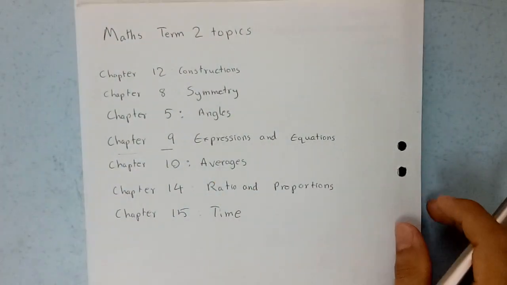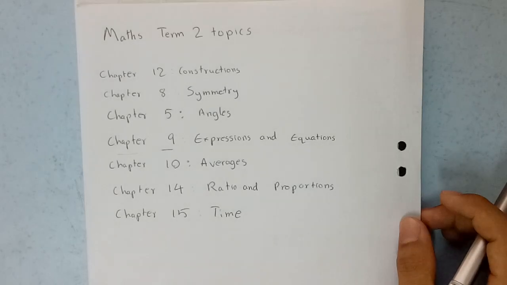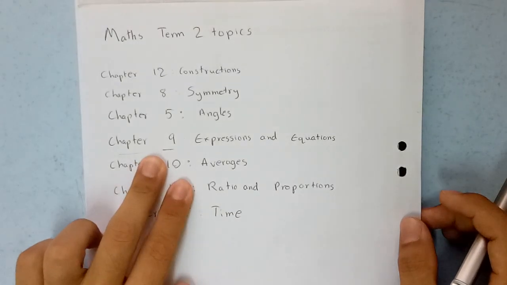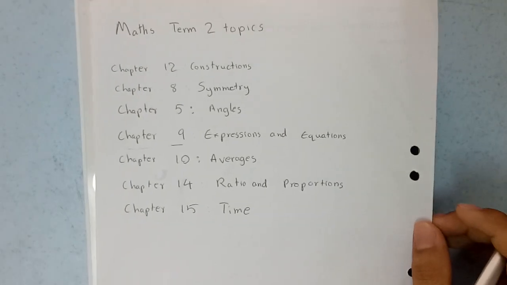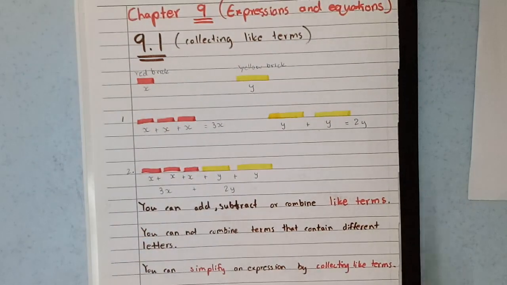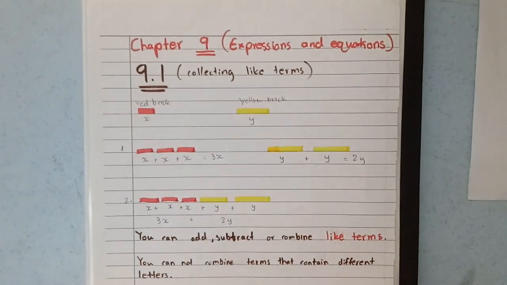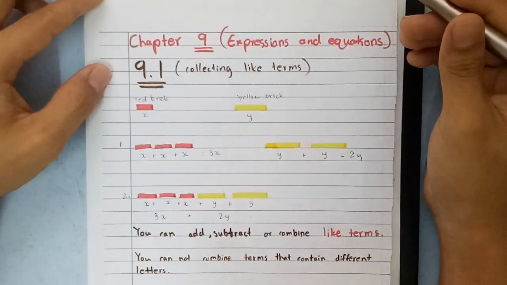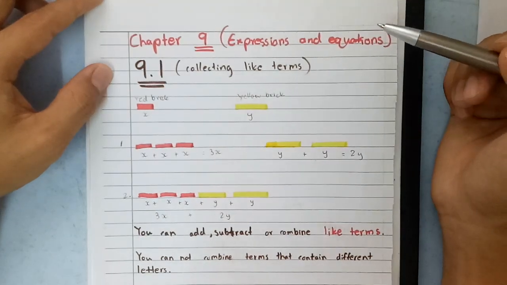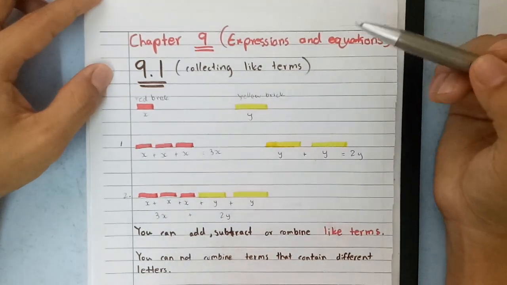If you all remember, this chapter 9 is quite similar to chapter 2, which is constructing expressions and building formulas. If you understand that chapter very well, this chapter might not be hard for you. This will be easy for you. For today we will focus on 9.1, which is collecting like terms.